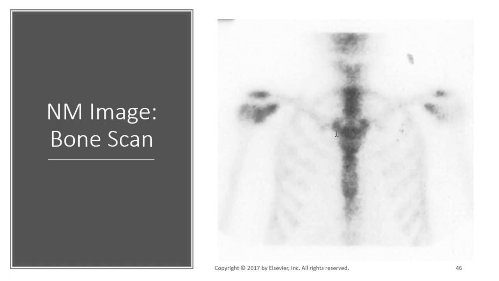So here's a nuclear medicine bone scan right here. So you can see this is the mandible right here, and we have sternum, ribs, shoulder.